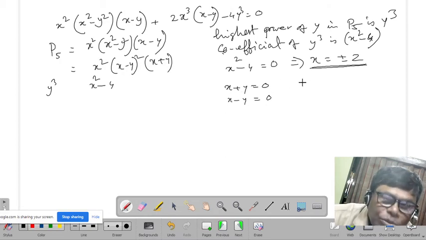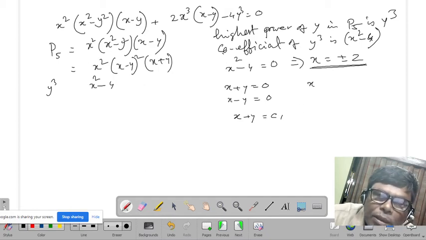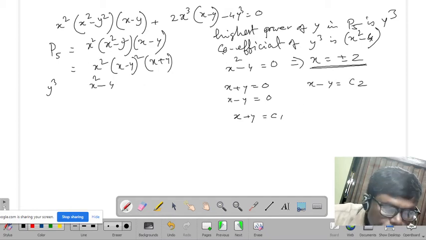They are straight lines through the origin and parallel to the asymptotes. x plus y is a straight line passing through the origin. But our asymptotes may or may not pass through the origin. So let the asymptotes be x plus y equals c1 and x minus y equals c2. So what is c1?